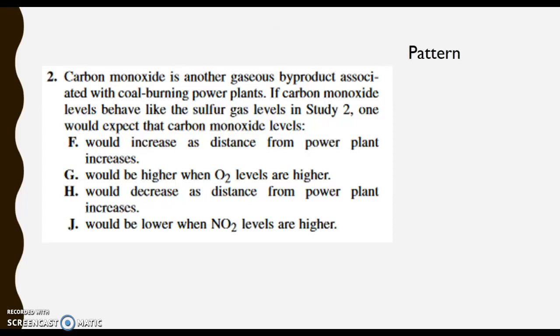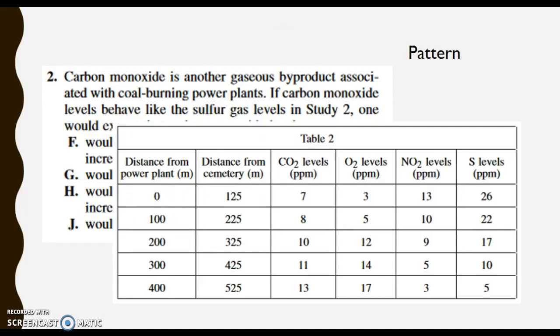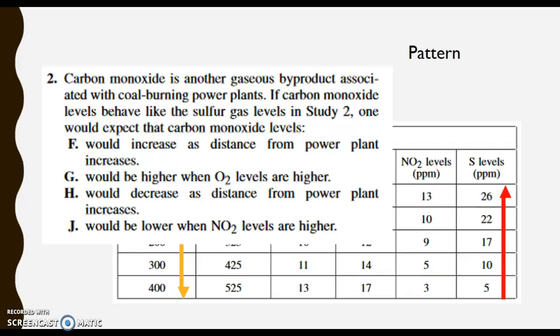first off, this is a pattern question. If we go back to Study 2, we see that as our distance gets larger, our sulfur levels get smaller. They're inversely proportional. So if our carbon monoxide were acting like sulfur, it would also decrease. So if I come back to my question, I see answer choice H. It would decrease as the distance from the power plant increases.